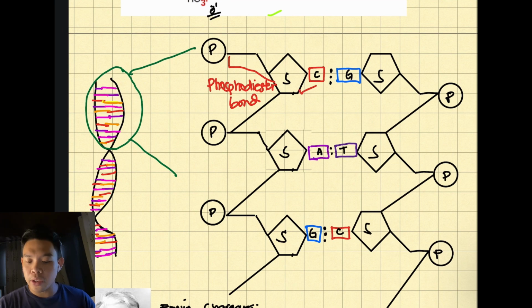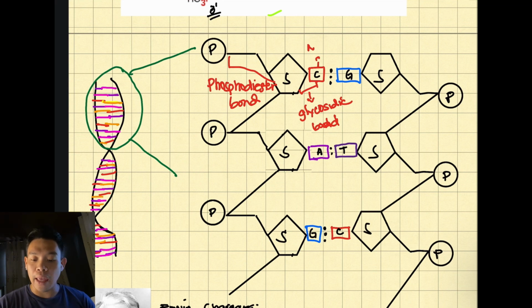While sugar to the nitrogenous bases is attached by what we call the glycosidic bond, or N-bond. It is sometimes called the N-bond because the nitrogenous base's nitrogen, N, is attached to the sugar. That's why it's sometimes called the N-glycosidic bond.